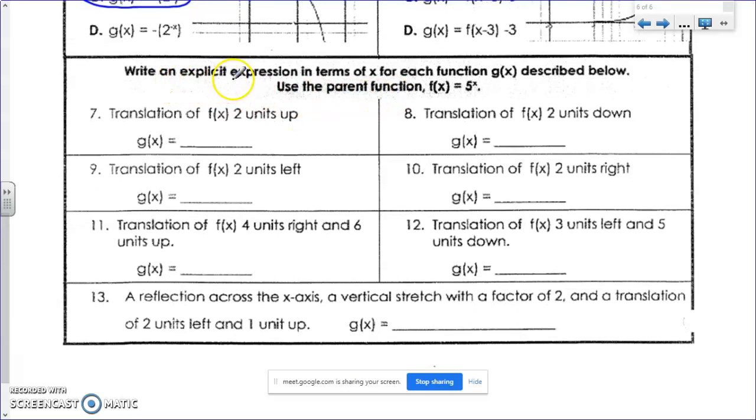So write an explicit expression in terms of g of x described below using the parent function 5 to the x. I'm going to do the first one with you, and then I'm going to let you do the rest of the page, and we're going to go over it. So if it goes up 2, you have 5 to the x plus 2. Does everybody understand why I put 5 in this problem? Because it told me right here to use 5 to the x.